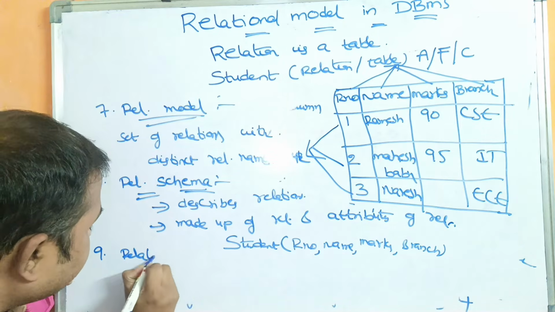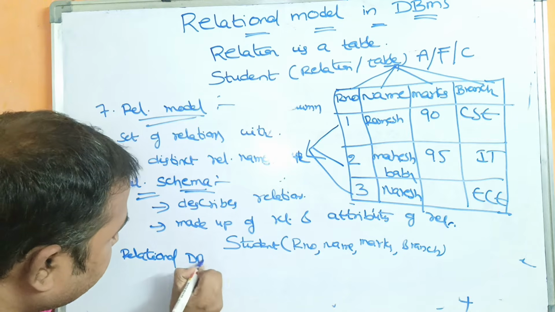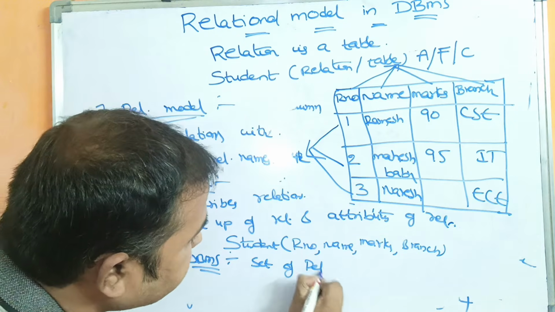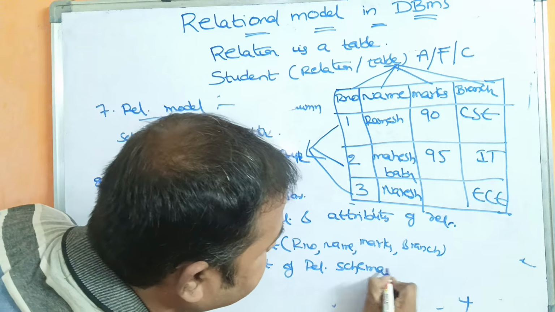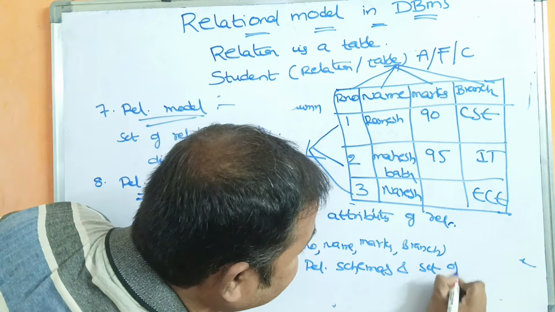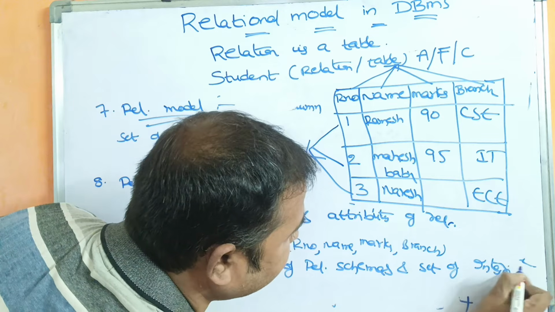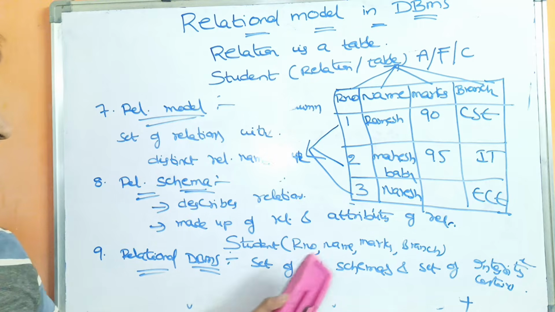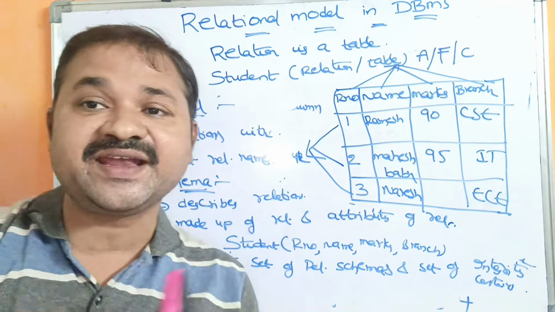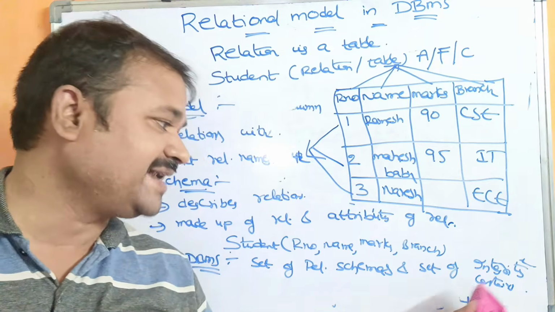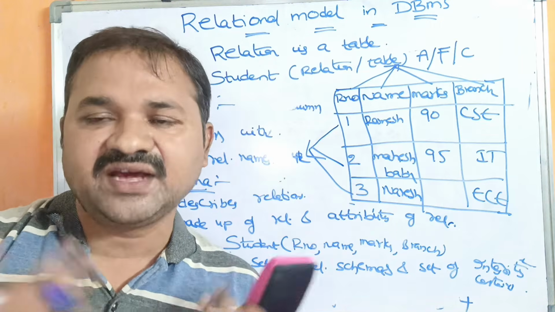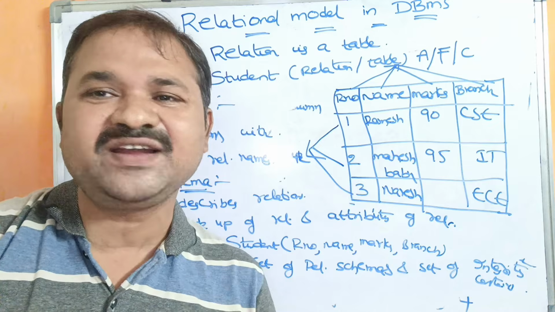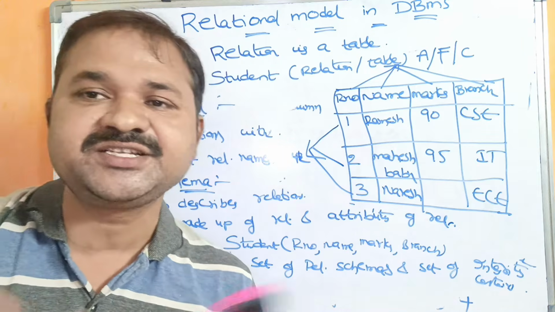Now let us see the next one, that is relational DBMS. So what is relational DBMS? Relational DBMS means a set of relation schemas and a set of integrity constraints. Like student, we can have several relations, those schemas, and a set of integrity constraints. We have different integrity constraints like primary key, foreign key, candidate key. We will discuss all those integrity constraints in future videos.